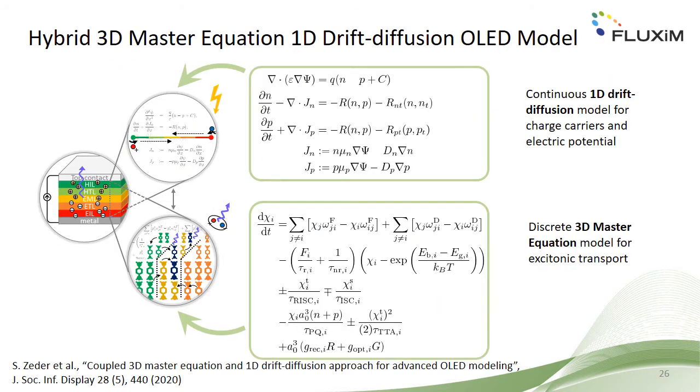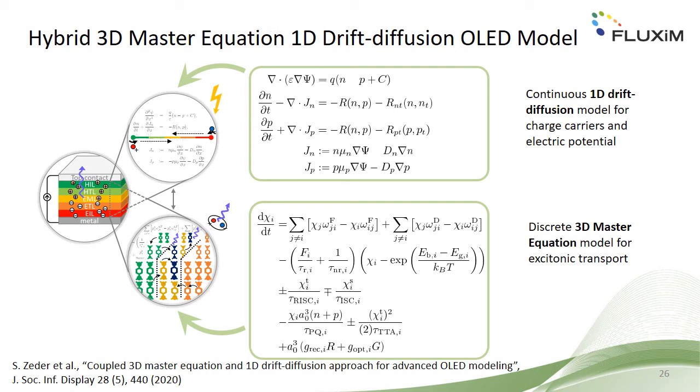Now, what do we mean with the hybrid 3D master equation 1D Drift-diffusion model? We'd like to take advantage of the large area thin film device configuration in which the applied electric field basically just points in one direction. The 1D Drift-diffusion model thus solves the Poisson equation for the electric potential alongside the electron and hole current continuity equations, as shown in the upper green box here.